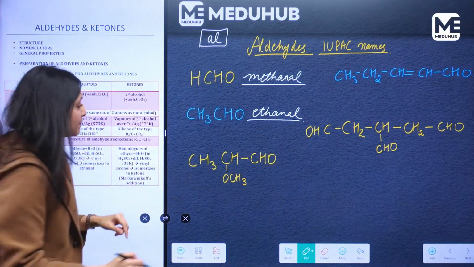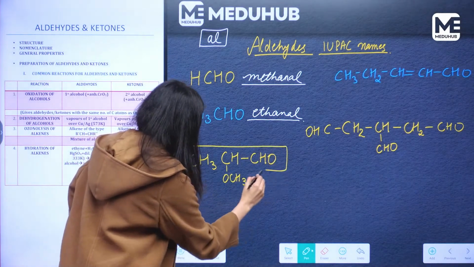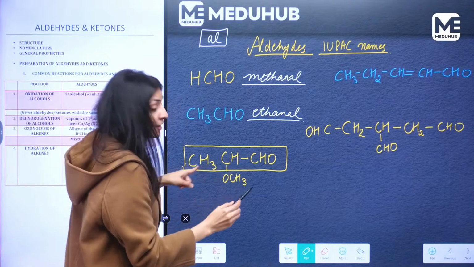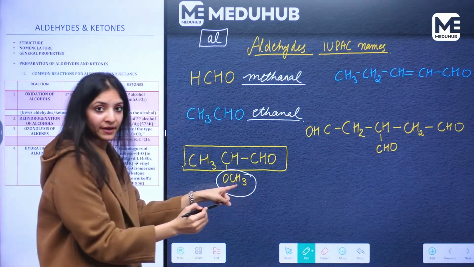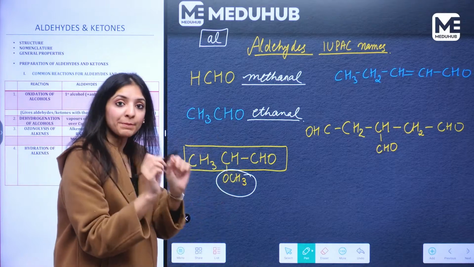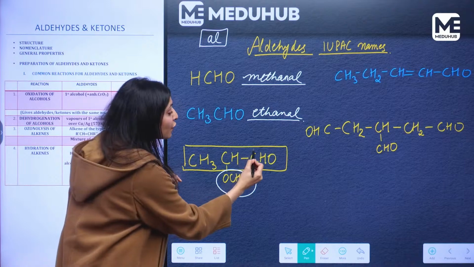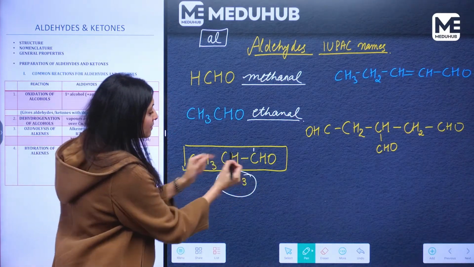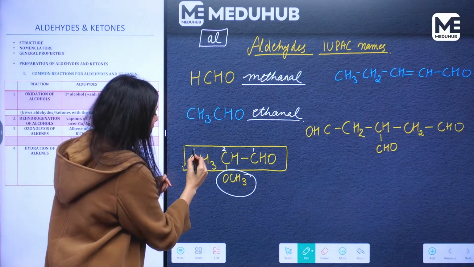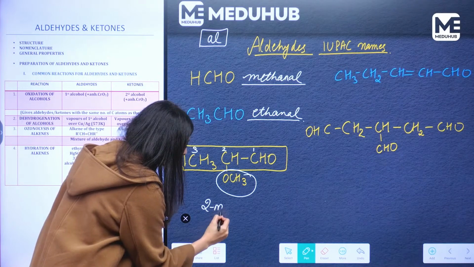Look at the third example here. The basic carbon chain here is this one, containing 3 carbons. Now there is a methoxy group as a substituent here. So for that you will have to number. Now in the IUPAC system of nomenclature, numbering starts from the carbon which contains the carbonyl group. So this is carbon 1, this is carbon 2, this is carbon 3. So this will be 2-methoxy.